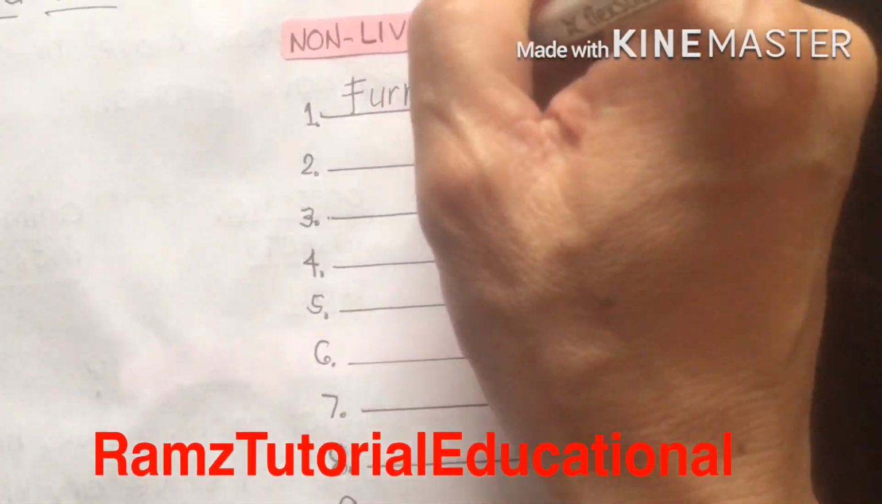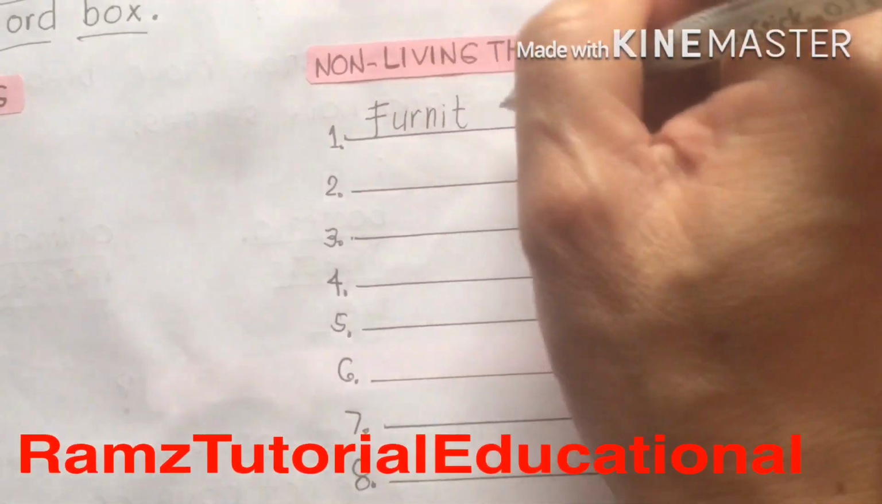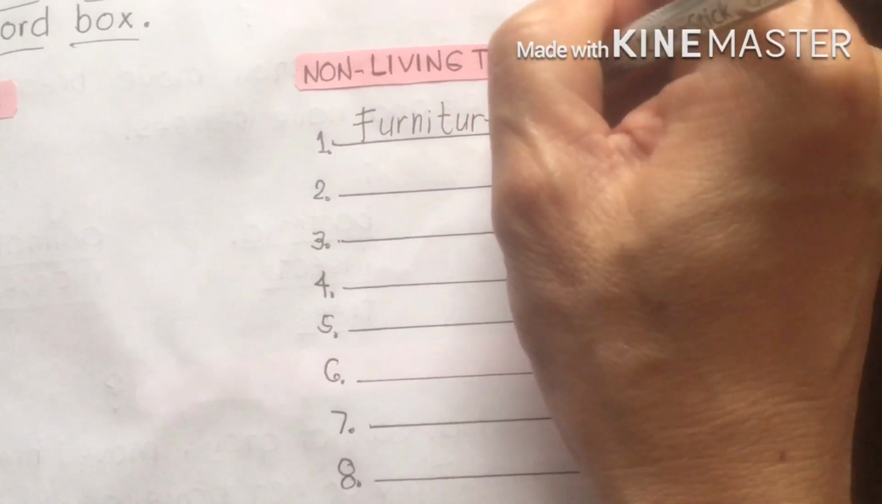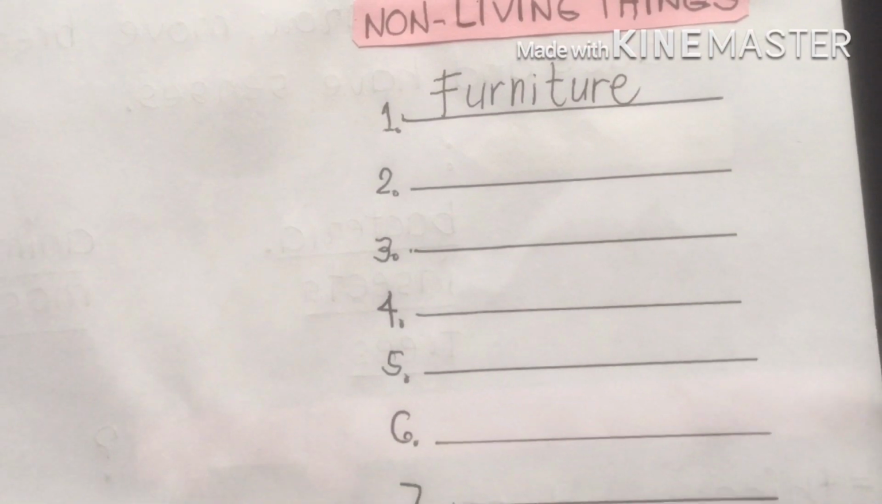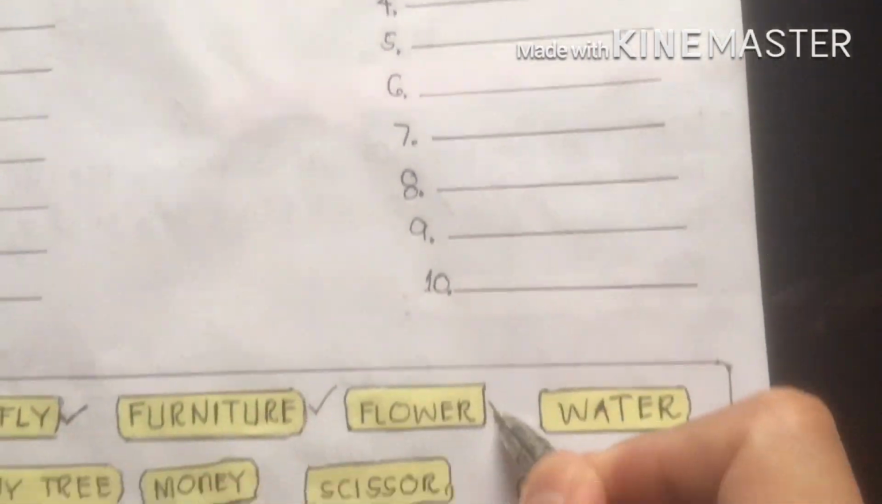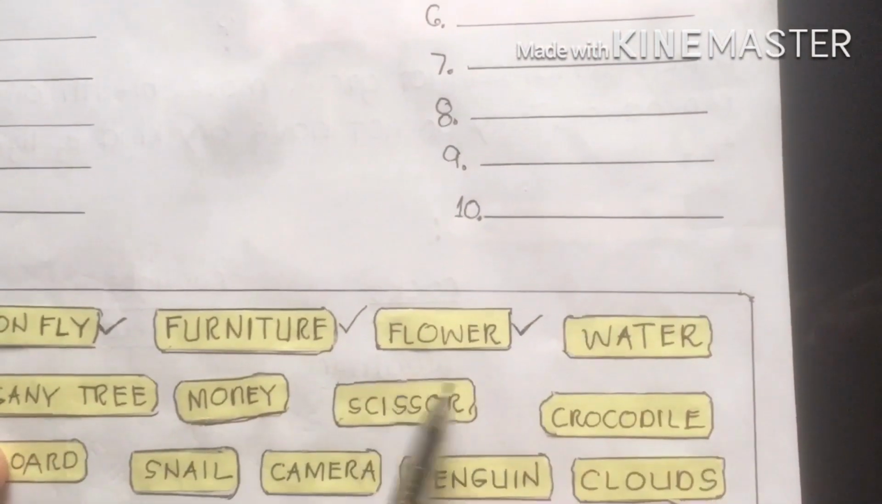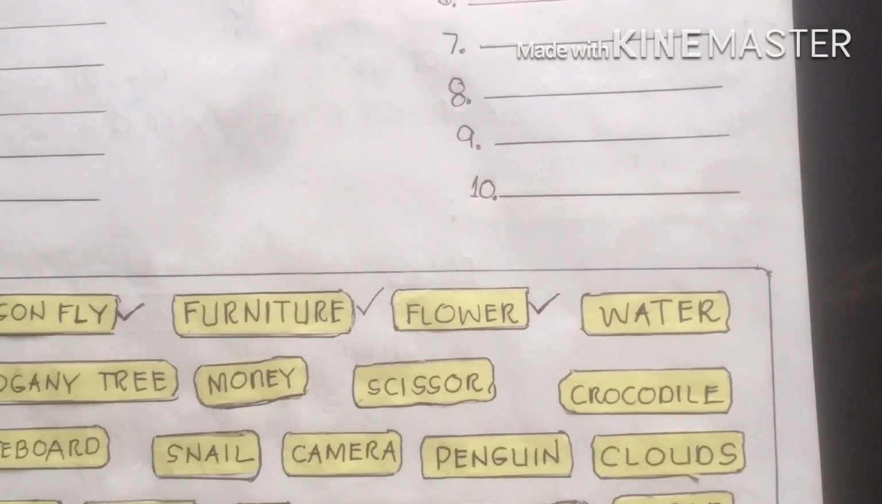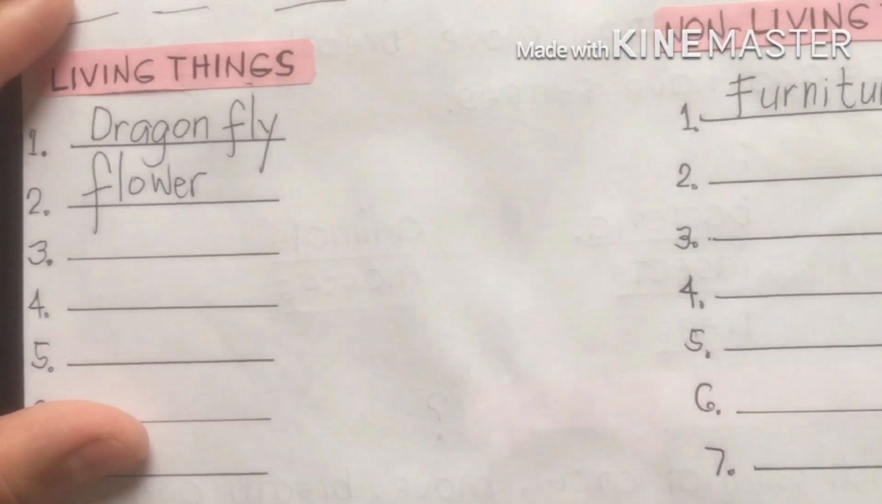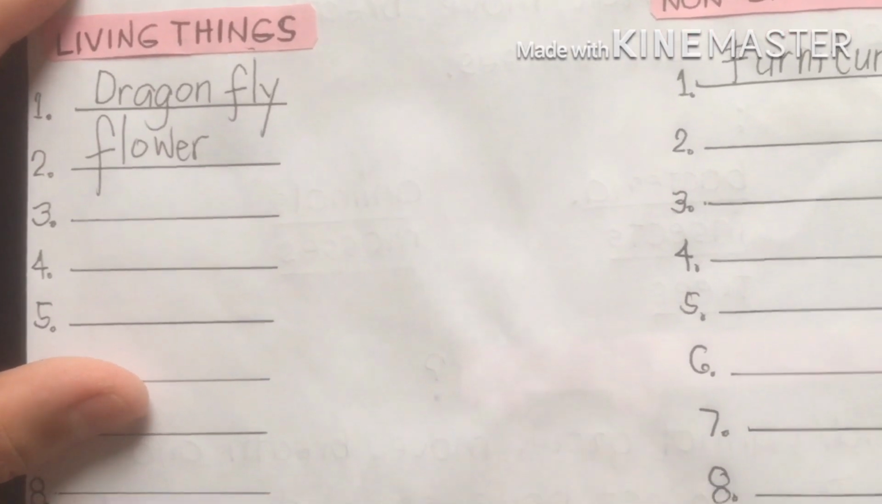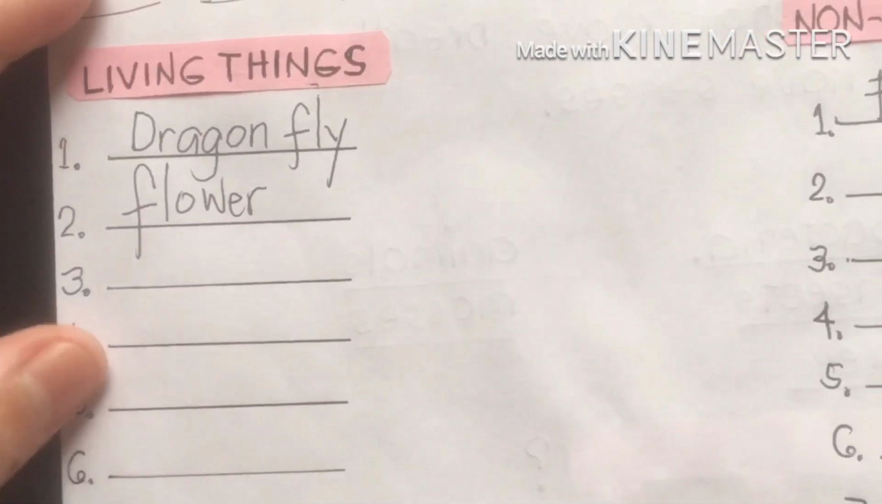Why? Because furniture, class, there is no life. It can't move. So these are things that belong to non-living things. There's no life. Next, flower. Flower. Okay, here we go. Flower belongs to living things. That's why they grow.